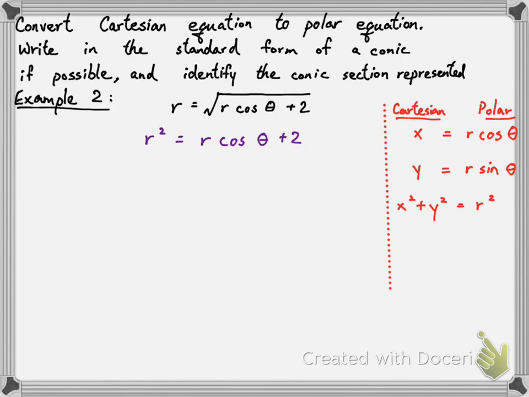We can subtract r cosine theta from both sides of the equation. We have r squared minus r cosine theta equals 2. Since we know that r squared equals x squared plus y squared, and r cosine theta equals x, now we have x squared plus y squared minus x equals 2. Now the equation is in terms of x and y.